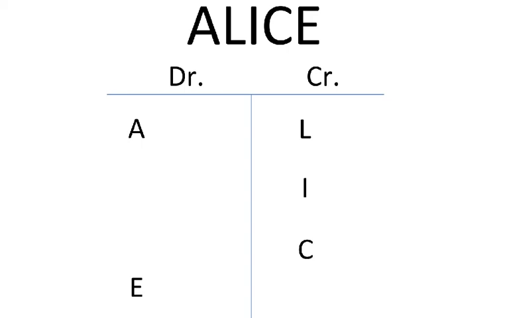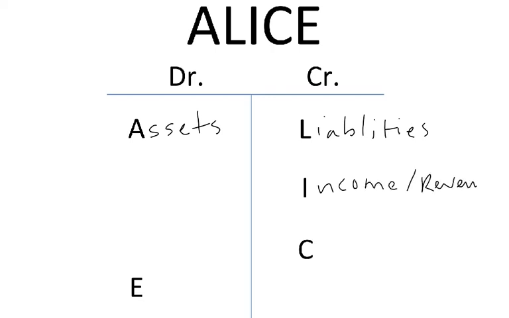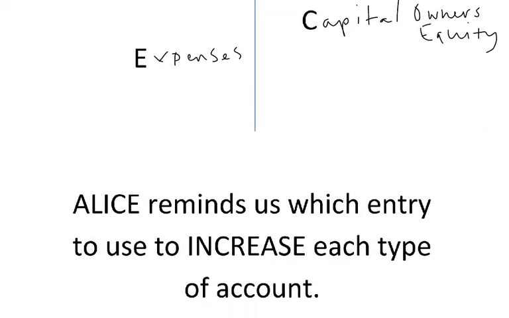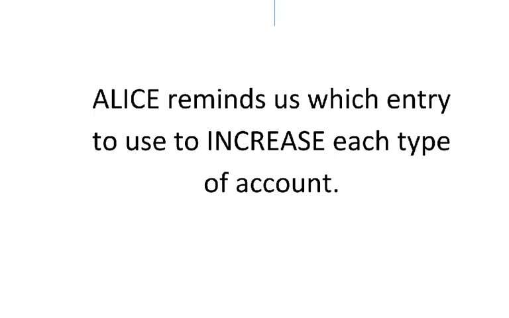So assets are increased with a debit entry. Liabilities are increased with a credit entry. Income or revenue is increased with a credit entry. Capital or owner's equity is increased with a credit entry. And expenses are increased with a debit entry. So remember, Alice reminds us which entry to use to increase each type of account.